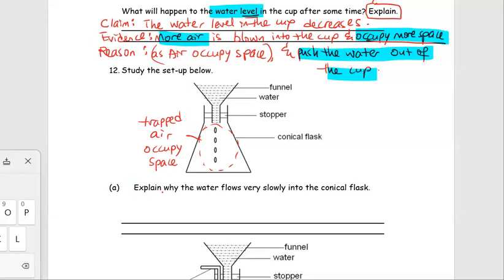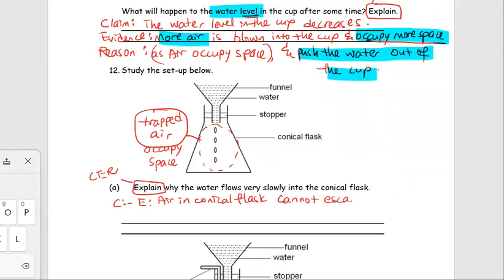So I explain why. So again, CER. In this case, there's no C, so I'll just go to the evidence. Why do I see that water won't go in quickly? Because I see there is air that is trapped in the conical flask, right? So air in the flask cannot escape. Either you say cannot escape or you say it's trapped. It's the same thing.